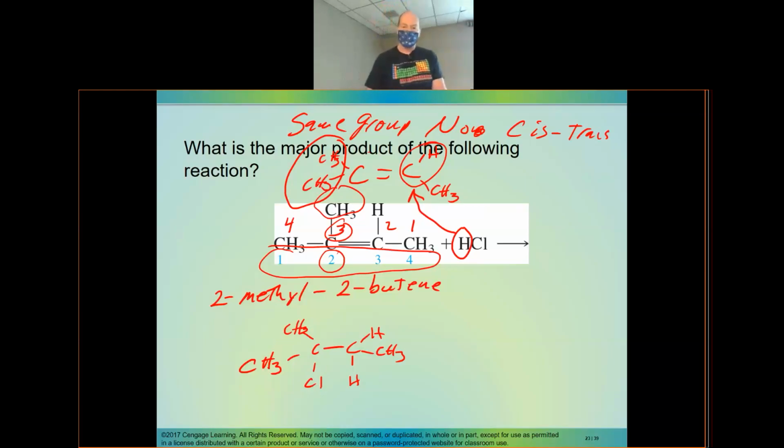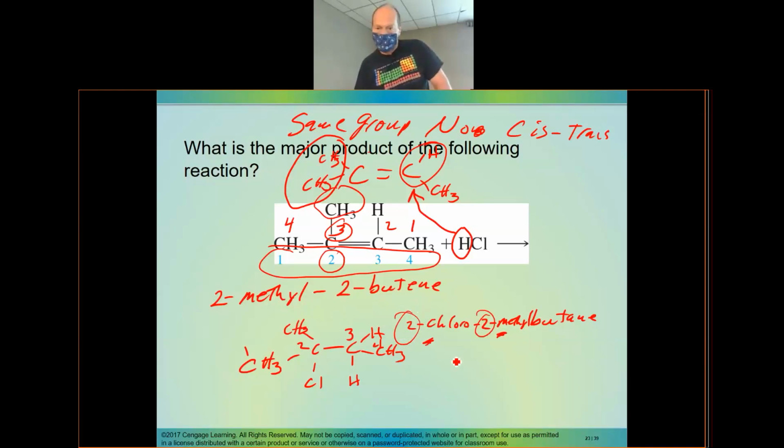And so when we name this, we have 1, 2, 3, 4. So we have a butane, no more double bond, butane. And off of carbon 2, we have a 2-chloro, and we have a 2-methyl. So that is a 2-chloro-2-methyl-butane. And they always go in alphabetical order. C must come before M. You can disregard the numbers. It doesn't matter if this number was a 3.